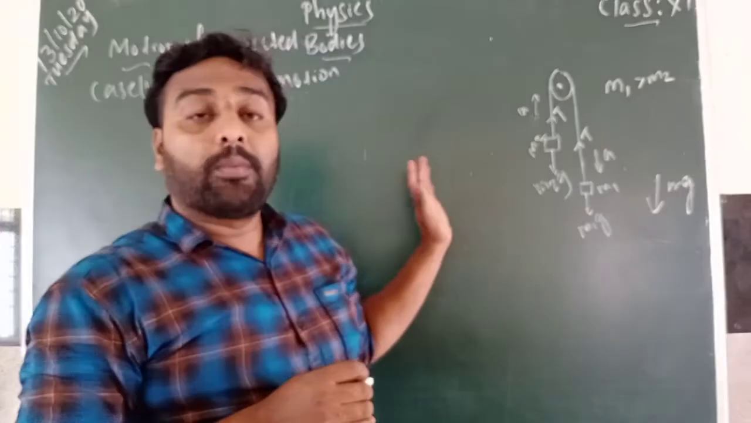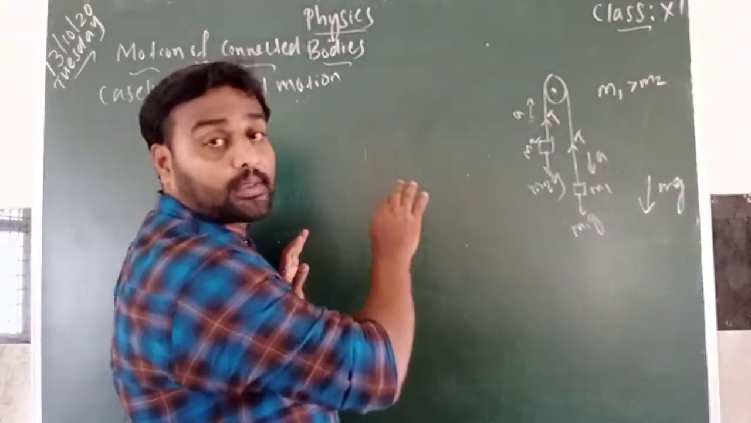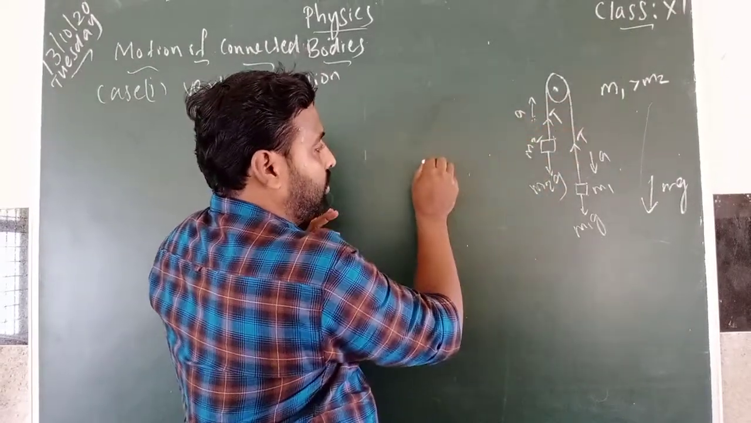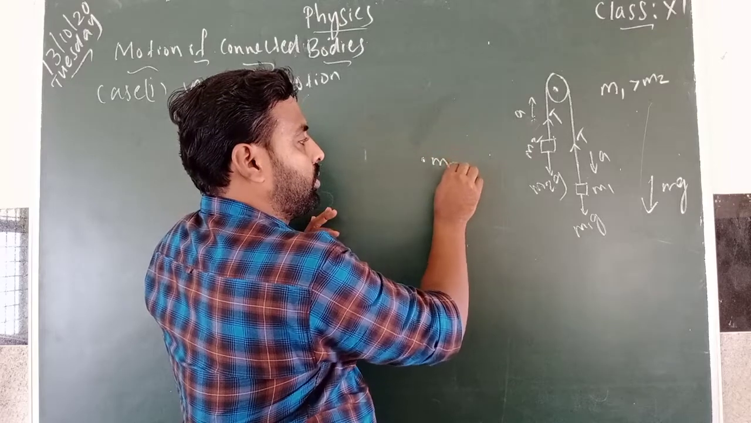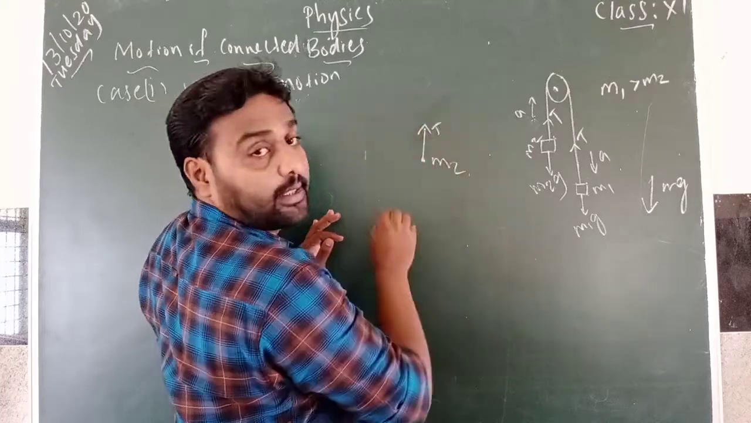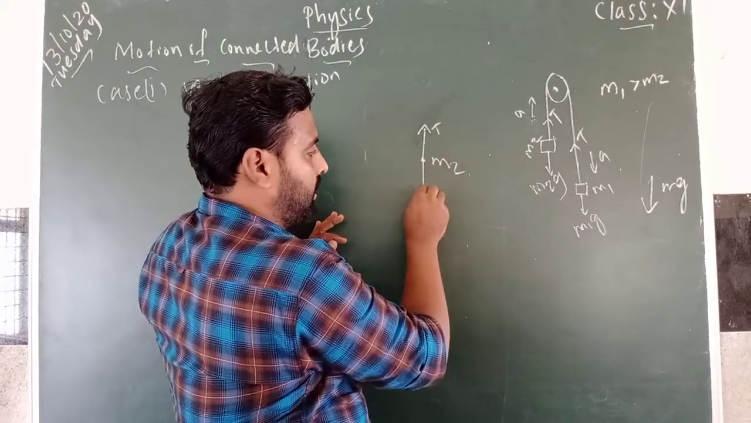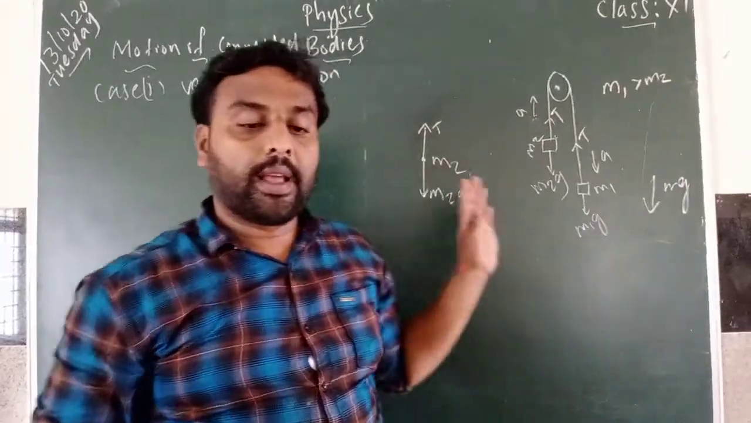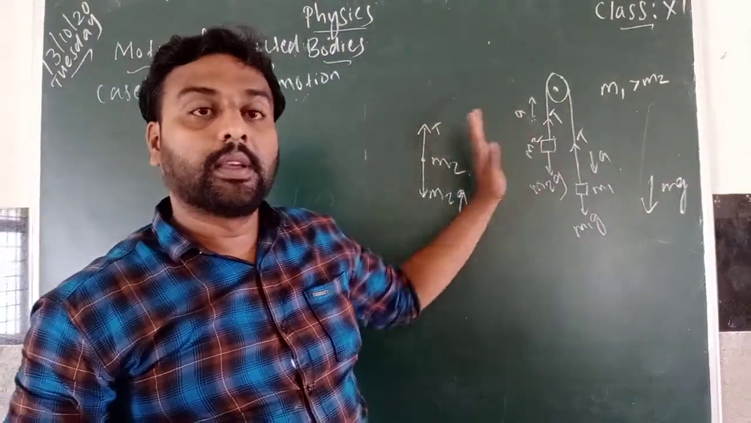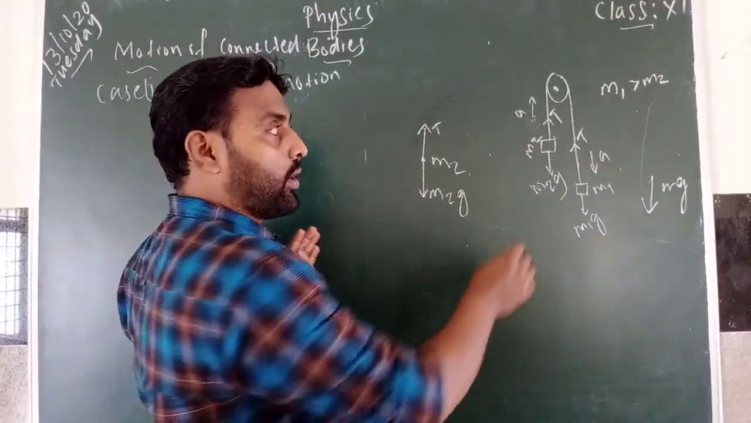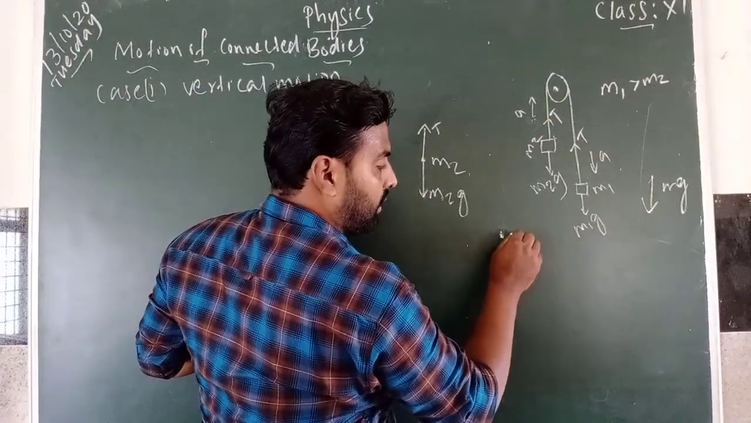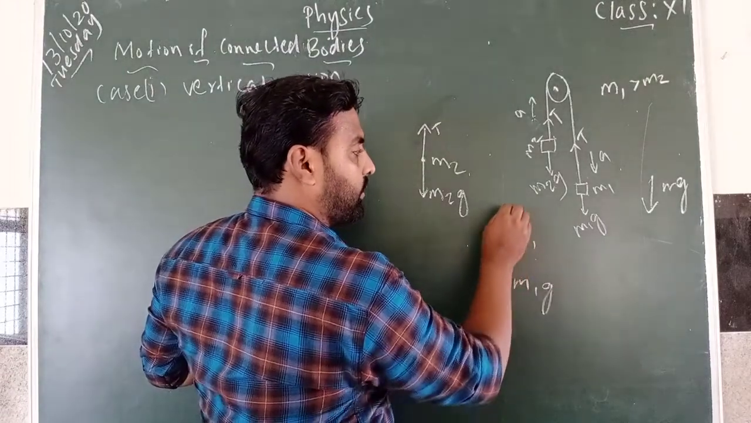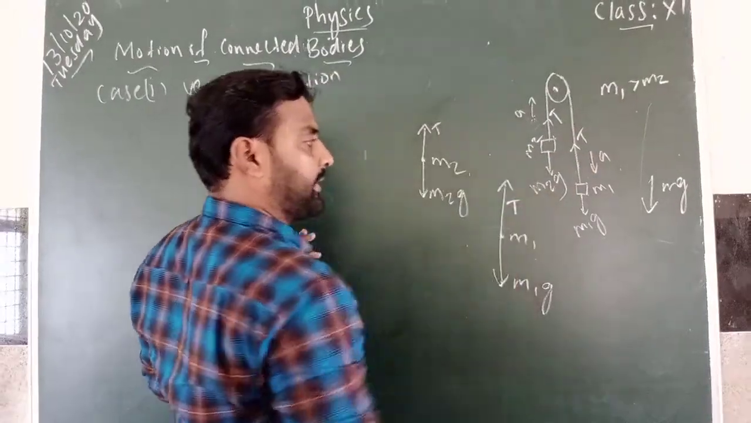So you can draw a free body diagram for these masses m1 and m2. Suppose we take mass m2: upward tension, downward gravitational force m2g. This is the free body diagram for which one? Mass m2. In the same way you draw the free body diagram for mass m1: downward m1g, the gravitational force, and upward tension.